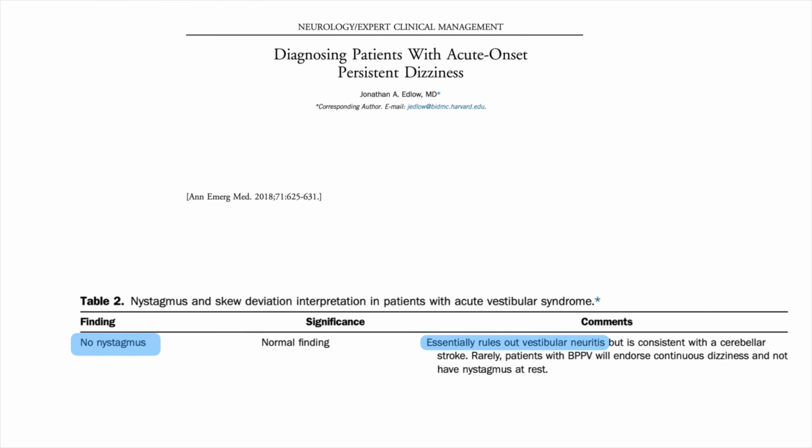As we saw, for the first 3 or 4 days of their illness, virtually every patient with vestibular neuritis has nystagmus at rest, which doesn't change direction with gaze, as we just saw. In fact, Edlow says if you don't see nystagmus, you've essentially ruled out vestibular neuritis, and virtually all of them have an abnormal head impulse test.